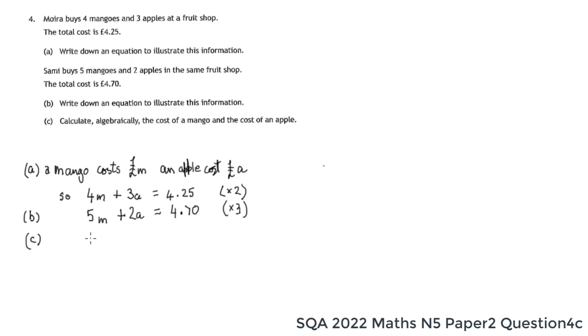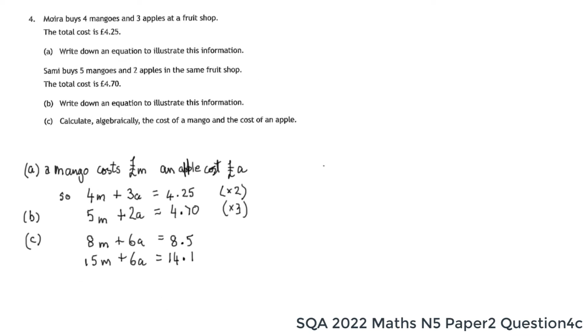So doubling everything in sight in the first equation, 8M plus 6A equals 2 4s are 8. 0.25 times 2 will be 0.5. Second equation, if we treble everything, 3 lots of 5M is 15M. 3 lots of 2A is 6A. And 3 lots of 4.7, 3 7s are 21, 3 4s are 12, plus the 2 is 14. So you can do this in your calculator if you're not sure of that. So 14.1. So there we go.